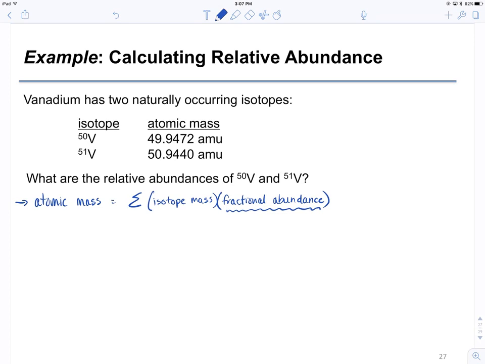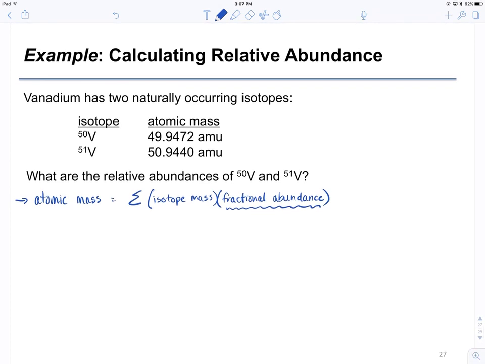So first, we need to know what is the atomic mass of vanadium. And luckily, that information is found on the periodic table. If you look for that, you'll find the mass is 50.9415 AMU. And we're going to set that equal to the sum of each individual isotope mass.